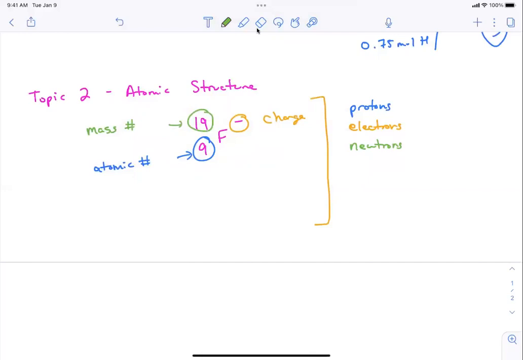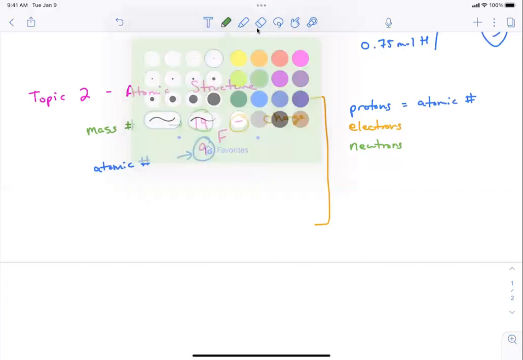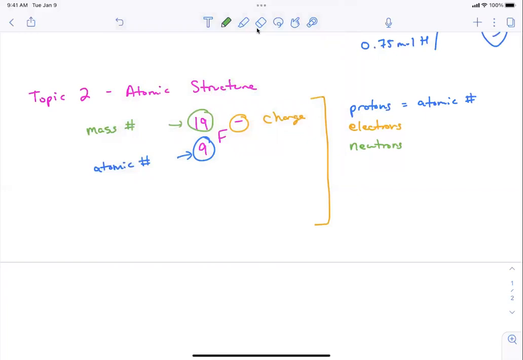Because the atomic number is the protons, and the protons determine the identity of the element, that always stays the same. So your protons are always based on your atomic number. Your mass number is the mass of all the particles that have significant weight, which is your protons and your neutrons. So if your atomic number is 9 and your mass number is 19, then your neutrons will be 19 minus 9, your mass number minus your atomic number. So you have 10 neutrons here.